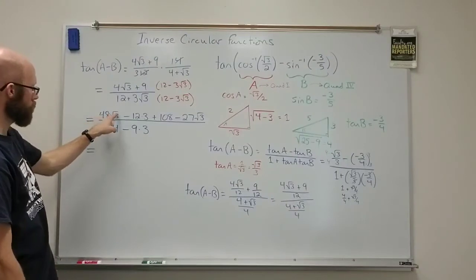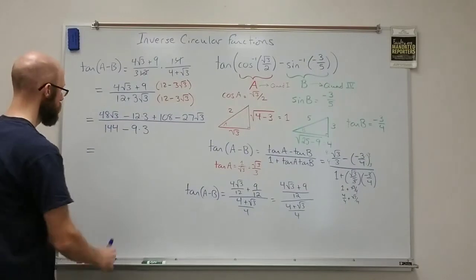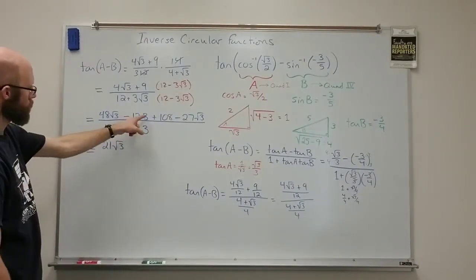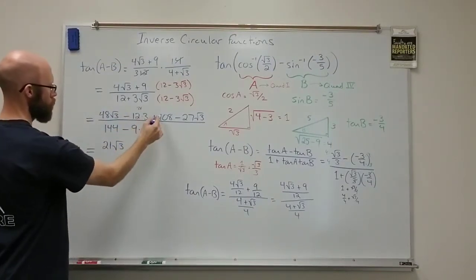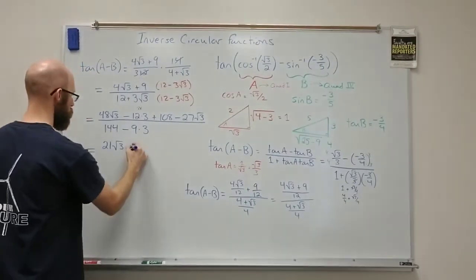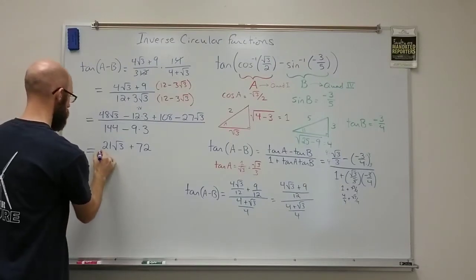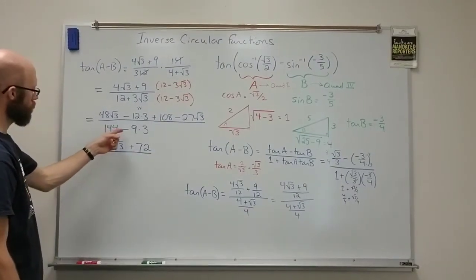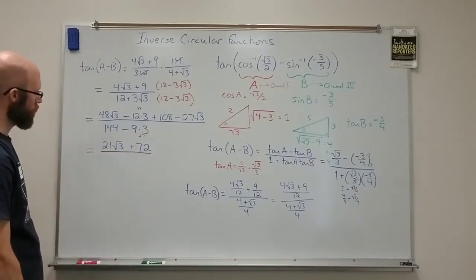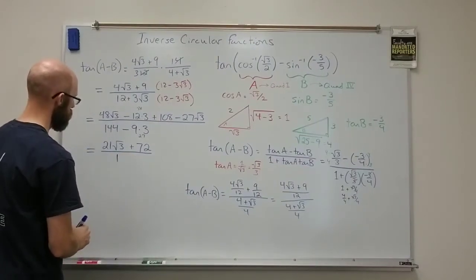Here's 48√3 minus 27√3. 48 minus 27 is 21. So that's 21√3. 12 times 3 is 36. If you do 108 minus 36, you're going to get 72. And then on the bottom, 144 minus, this will be a 27. 144 minus 27 is 117.